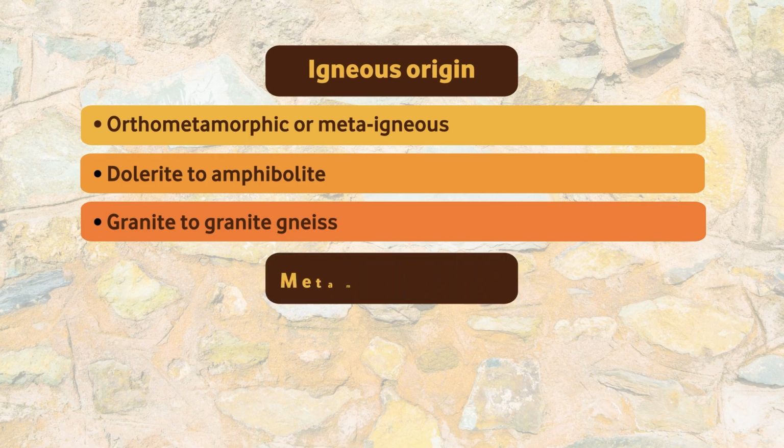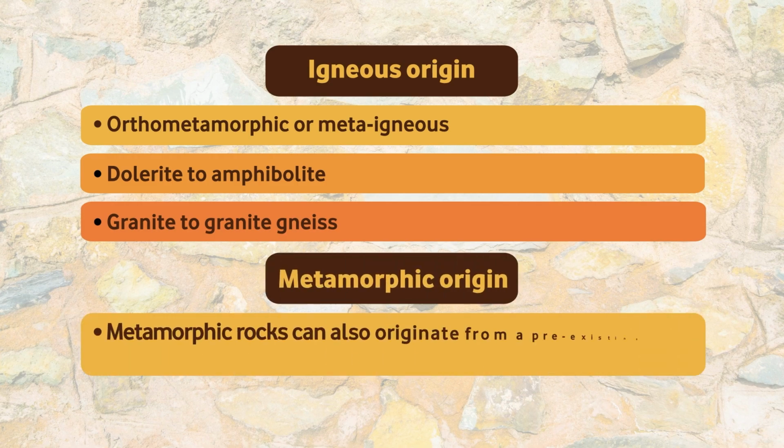Then metamorphic rocks can also originate from a pre-existing metamorphic rock. For instance, if I have a low grade metamorphic rock, upon higher grade of metamorphism, it will be converted to a high grade metamorphic rock. For instance, I have a slate which on high grade of metamorphism will convert to a schist or a gneiss.